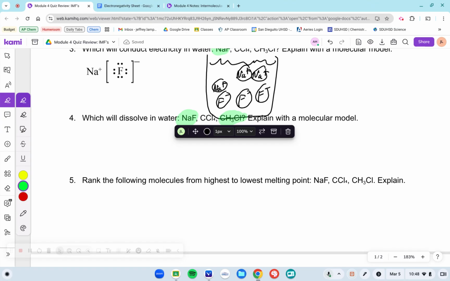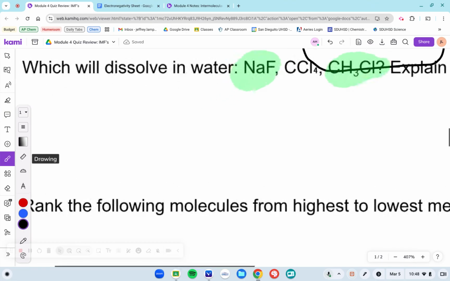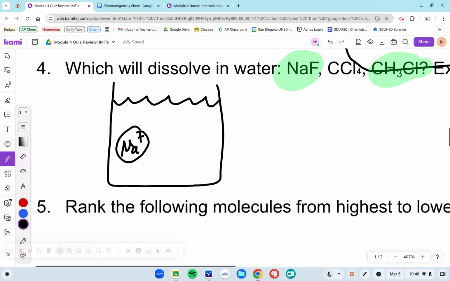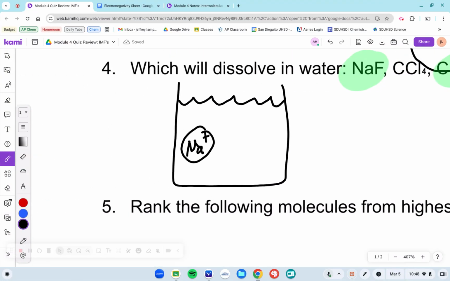So NaF is ionic. It has a positive and a negative. So if I was to draw out what it looks like when NaF dissolves, again, I first just draw my container. It has some amount of water in it. And then I can show that around each of the Na pluses, I have water where the oxygen is facing towards the ion because that's the negative side of water.